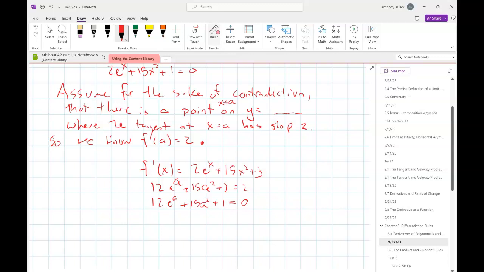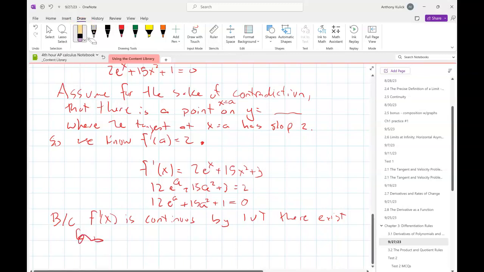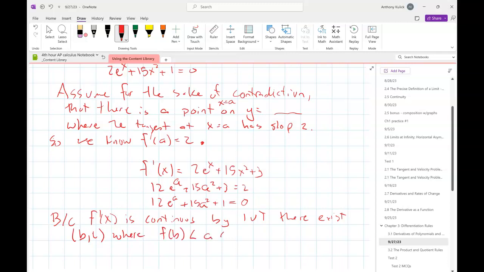Okay, so that means then, because f prime is continuous, by the intermediate value theorem, there exists like an interval BC where f prime of b is less than a, less than 0, less than f prime of c, and a is on BC.